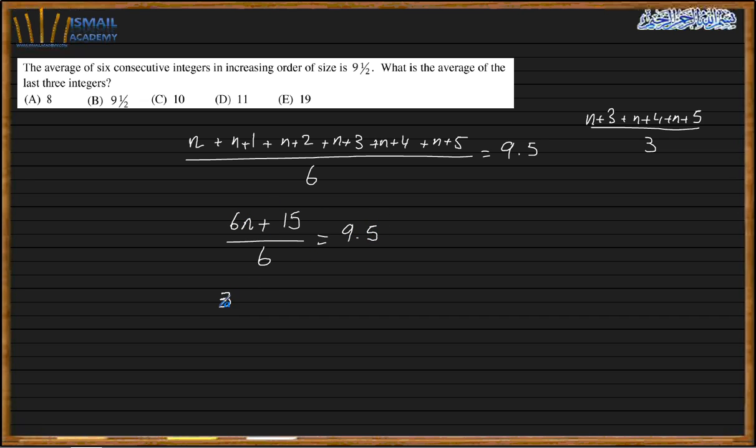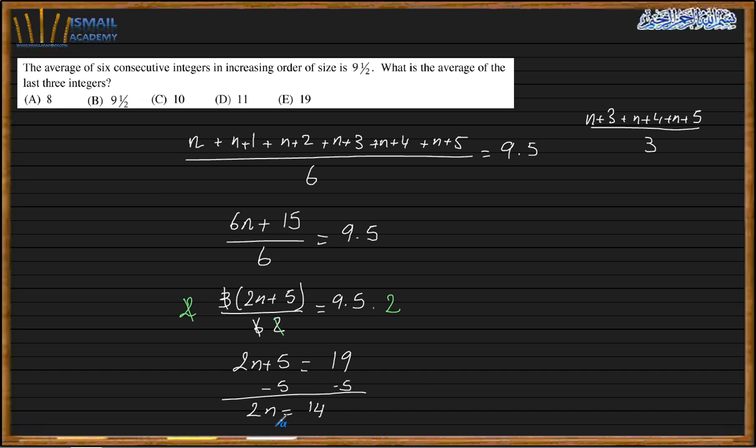Here we have 3 as a common factor. I will take 3 as a common factor: 2n plus 5 over 2 equals 9.5. So I simplify here by 3. Then I multiply both sides by 2 to cancel the 2 here. What's left is 2n plus 5 equals 19. Then we minus 5 on both sides, so I get 2n equals 14. Then divide by 2, so n will be 7. Then substitute 7 here. So I get 7 plus 3 plus 7 plus 4 plus 7 plus 5 over 3. So this is 10, this is 11 and this is 12. So 10 plus 11 plus 12.